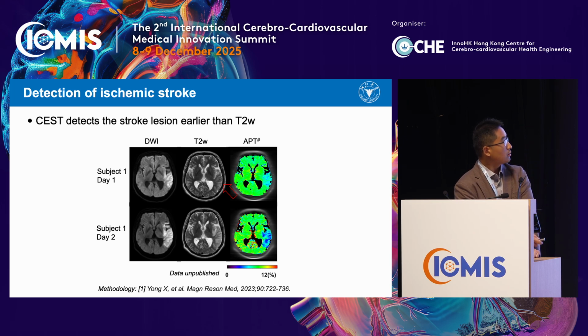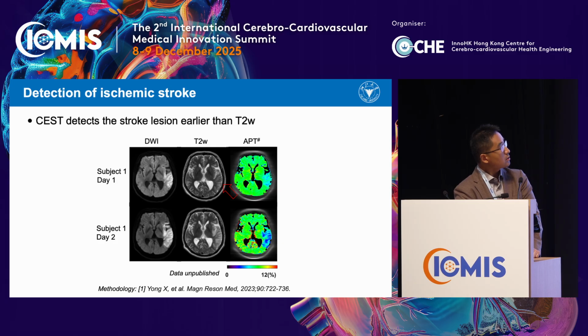So this is a patient that we scanned in our affiliate hospital. This is a wake-up stroke case. So the patient didn't go through a thrombolysis treatment. That's why we could scan the patient with MRI. On day one, we scanned the patient with a diffusion MRI and also T2-weighted structural MRI.